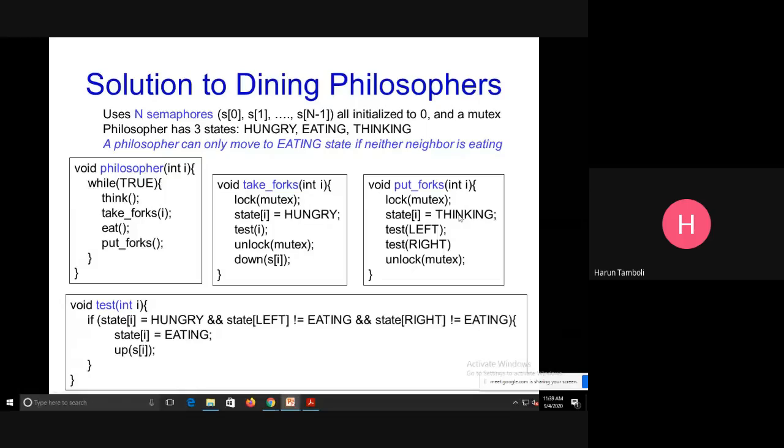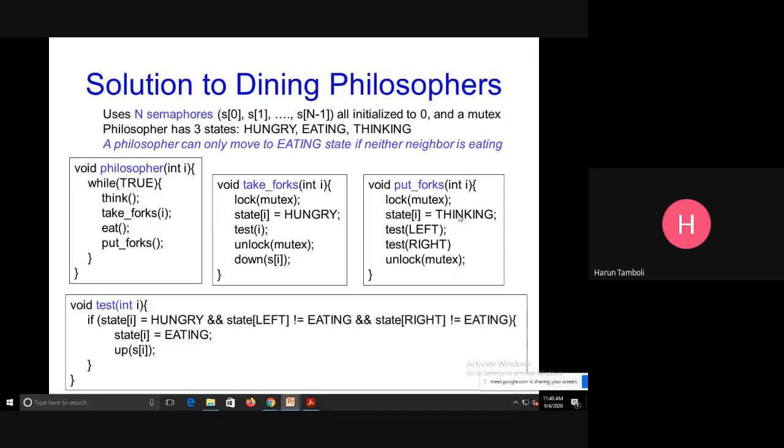So that's why the solution is provided by using the semaphore. In the semaphore solution, three states or three variables are used: hungry, eating, and thinking. A philosopher may be in one of the three states: hungry, eating, and thinking.